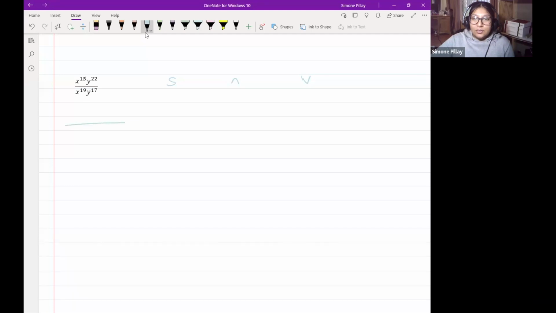Okay, and then I do it at the bottom, right? Yes, ma'am. And then the Y stays at the top, and then I said 22 minus 17. And then next to the Y, I think there's supposed to be a 1. Yes, there is supposed to be a 1 because I've moved my X down. So my answer was Y to the power of 5 over X to the power of 4. And that is 100% correct. And so you did that beautifully, Tando.